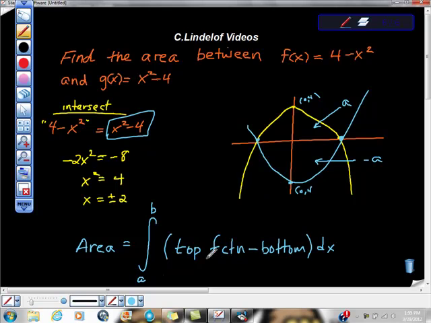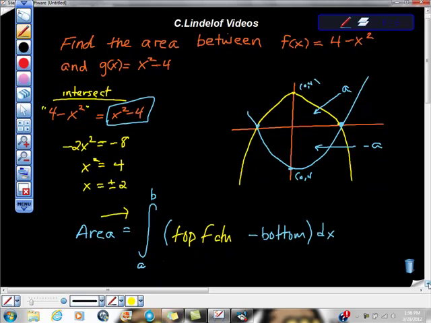So here, I'm looking over here, and I'm like, where's the top function? The top function is the yellow one, isn't it? So there, top function minus the bottom function. So that's what we have to see. Then we can set this up differently. All right, so we're going to use this plan right here to set this up.